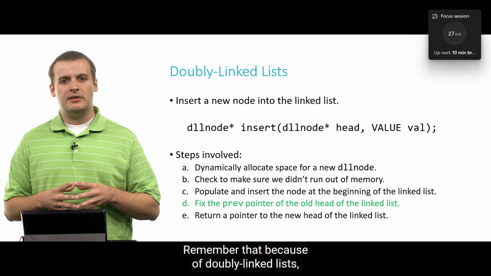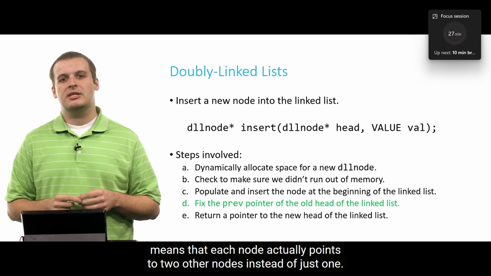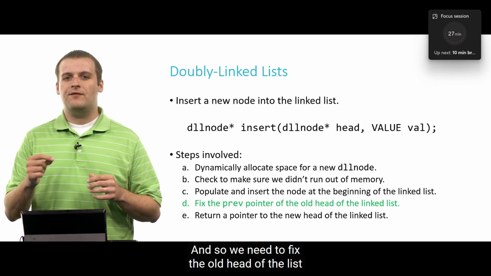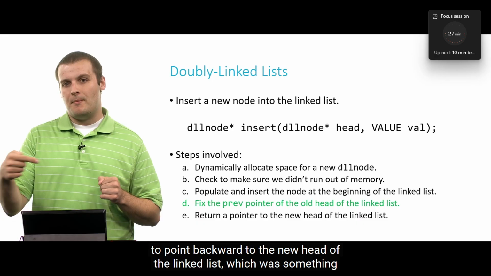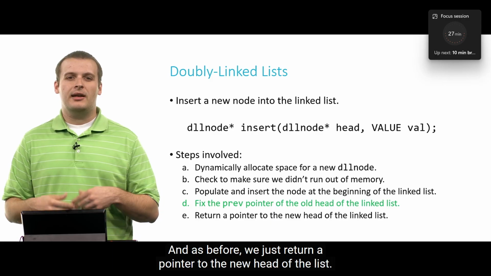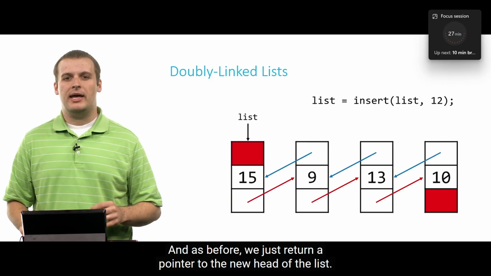Remember that because of doubly linked lists, we can move forward and backward, which means that each node actually points to 2 other nodes instead of just one. And so we need to fix the old head of the list to point backward to the new head of the linked list, which is something we didn't have to do before. And then, as before, we just return a pointer to the new head of the list.